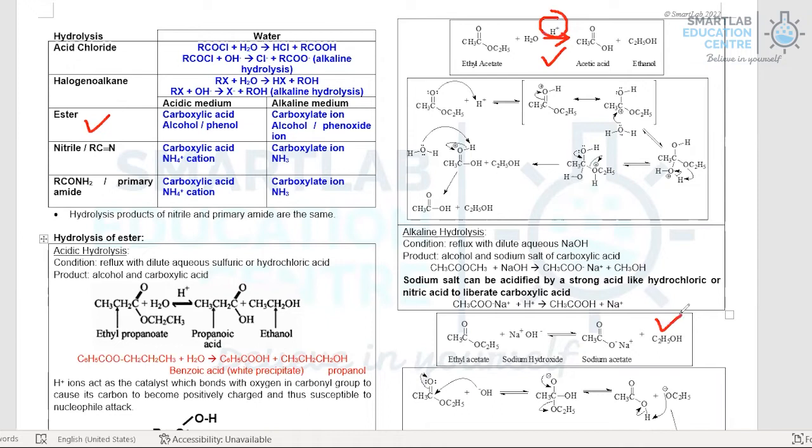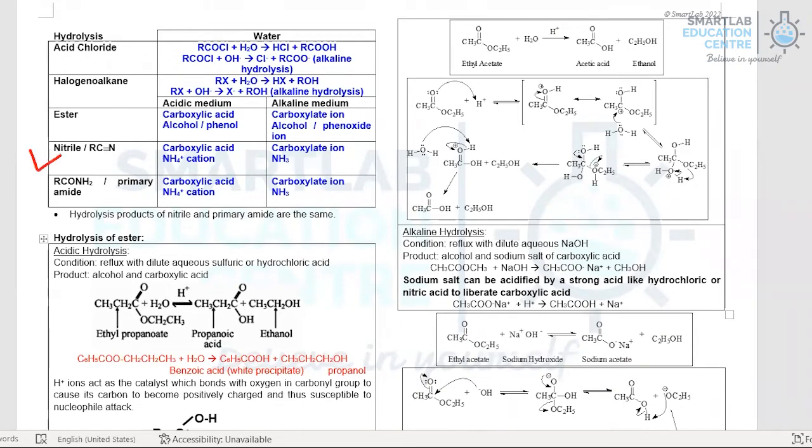While in the case of the alkaline hydrolysis, your OH minus is a reagent, so it's not actually a catalyst, and there's no catalyst that's present. And the NaOH is a reagent. You end up with a carboxylate and not a carboxylic acid.